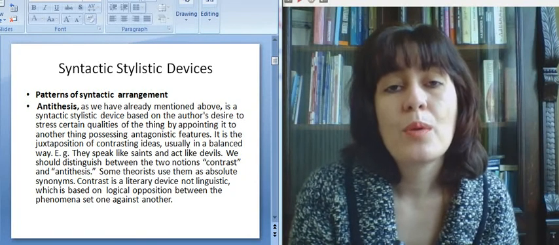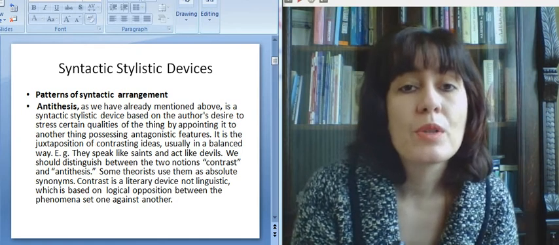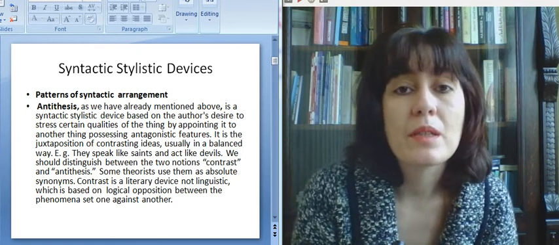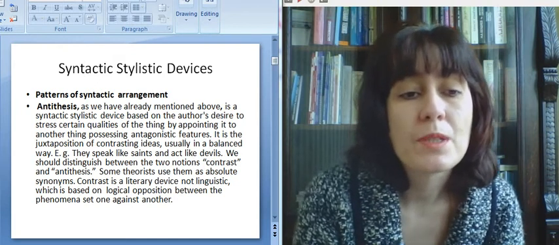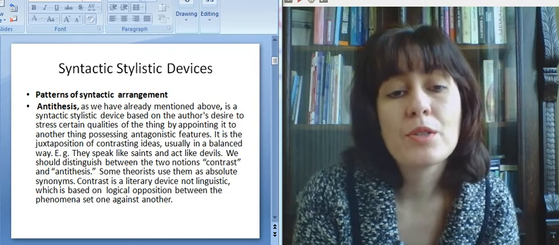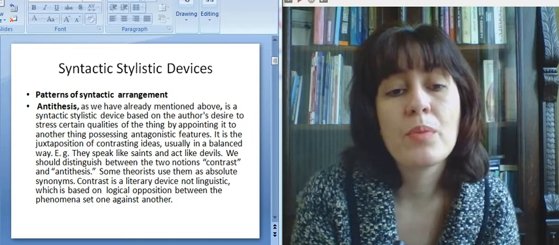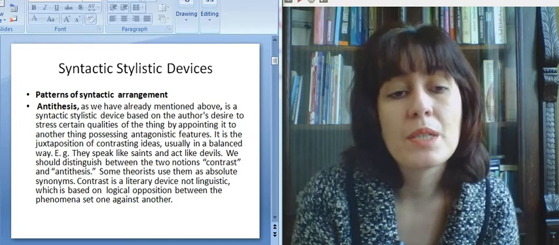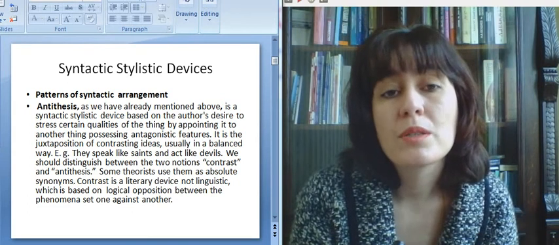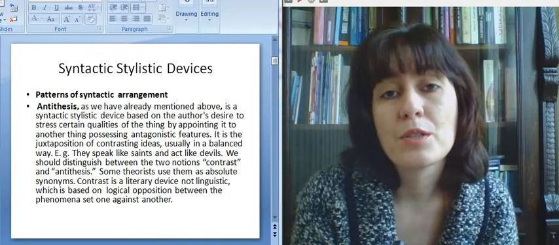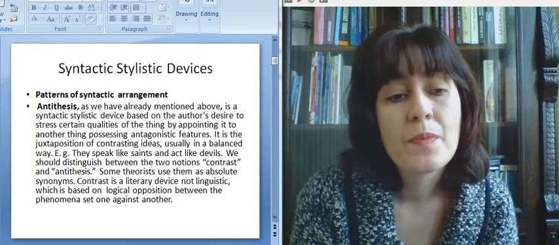Again, we're dealing with the problem of classification of syntactic stylistic devices, and we're talking about patterns of syntactic arrangement. Antithesis, as we have already mentioned above, is a syntactic stylistic device based on the author's desire to stress certain qualities of the thing by pointing it to another thing possessing antagonistic features. It is a juxtaposition of contrasting ideas, usually in a balanced way. For example, they speak like saints and act like devils.